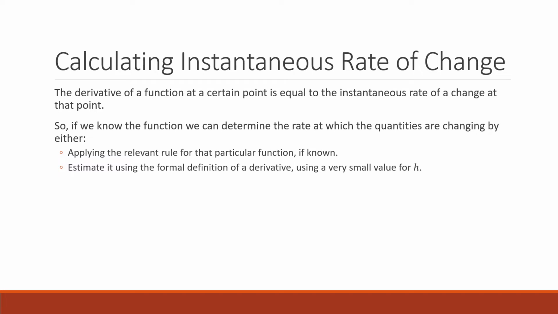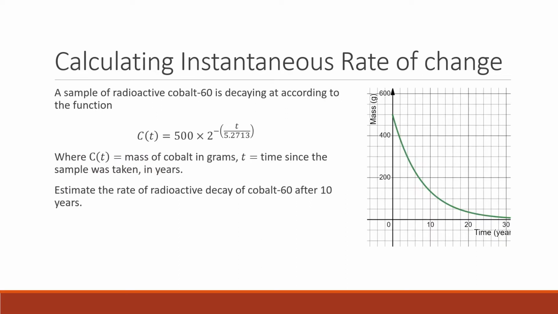If we don't know the rule to find the derivative, we can estimate it using our formal definition of a derivative and just using a really small value of h, and that can give us a really solid estimate for what the derivative might be. Right, so let's do some examples.